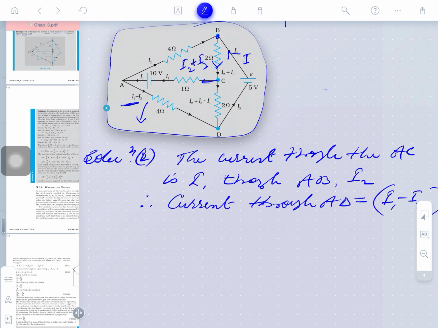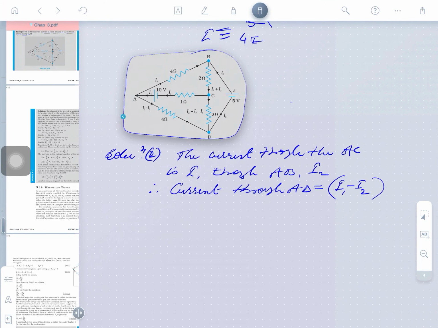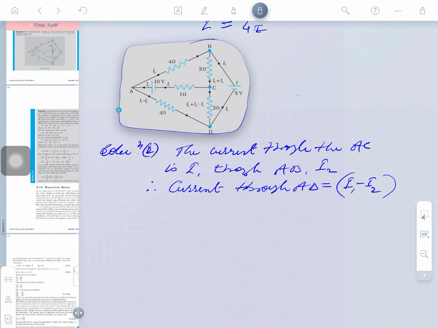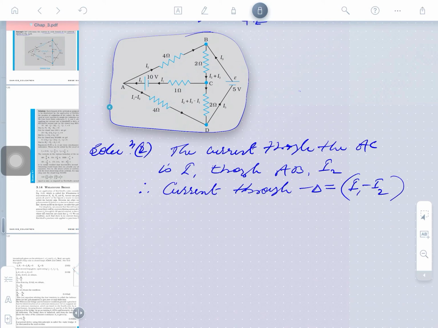And here I1 is going. So what can this current be? Obviously I1 going from here, so it's I2 plus I3 minus I1. This means the supposition can be made in any way. Right? So further to be solved is the current through resistance AB.